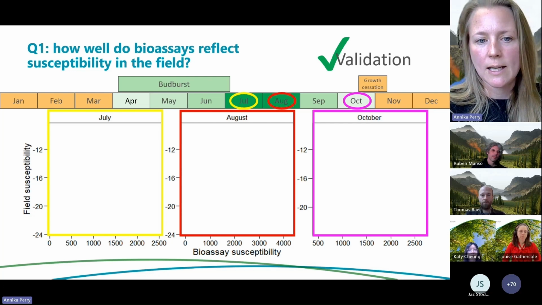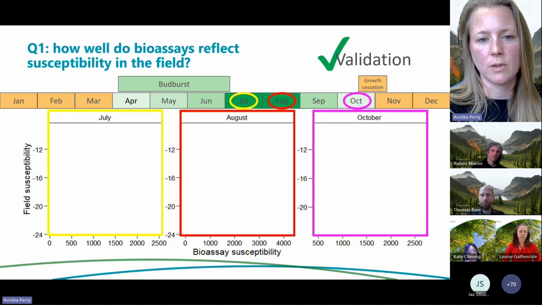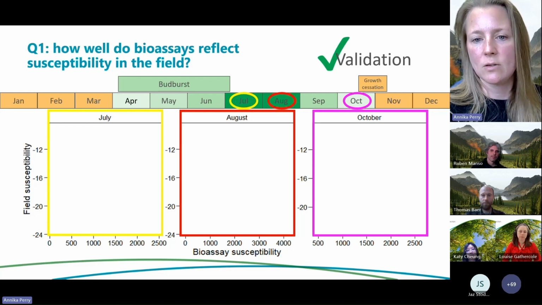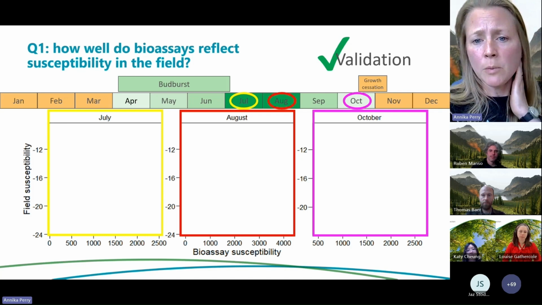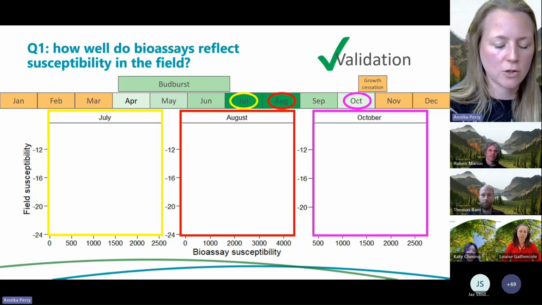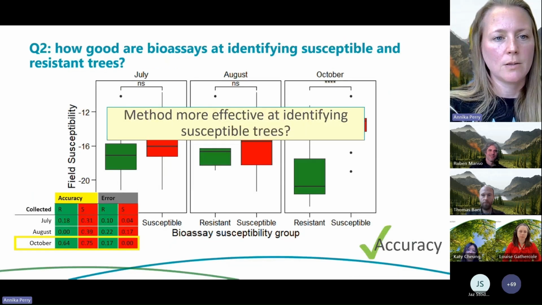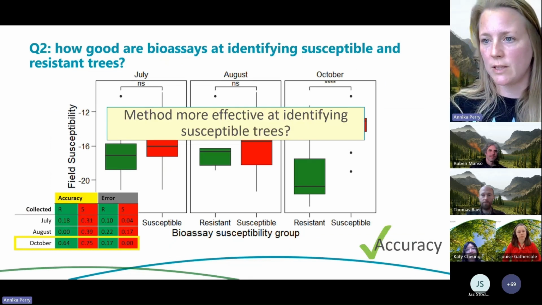In August, we see a slightly better pattern, a tentative positive association, but a huge amount of noise. But by October, we see quite a nice, clear, again, there's still quite a lot of noise, but that's fairly standard. But we at least see a really highly significant positive correlation between bioassay susceptibility and field susceptibility. So I was really pleased with that. Validation, tick. So my next question was, how good are bioassays at identifying susceptible and resistant trees?